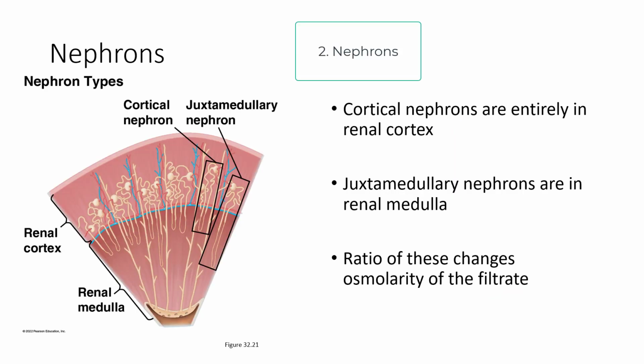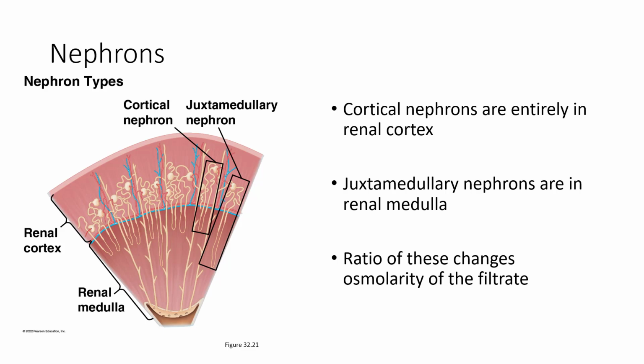There are cortical and juxtamedullary nephrons. The cortical nephrons are entirely in the renal cortex. The juxtamedullary nephrons go into the renal medulla. And the renal medulla is saltier than the cortex. So, since the renal medulla is saltier than the cortex, you're going to regain more water from juxtamedullary nephrons.